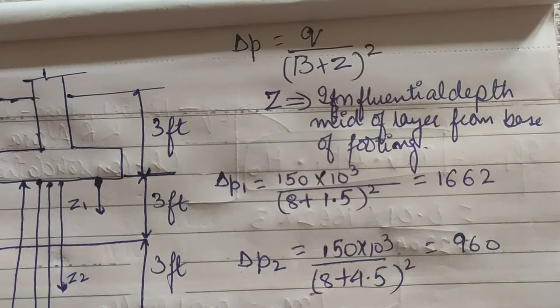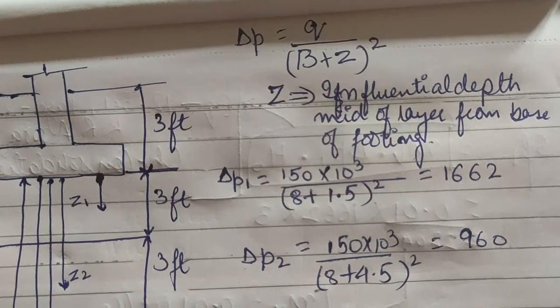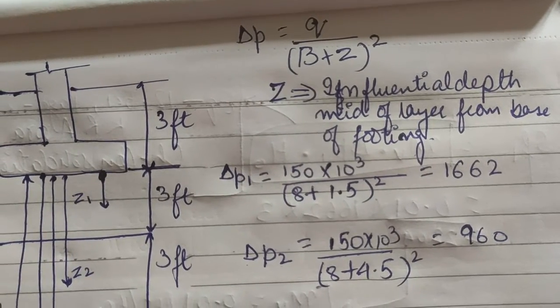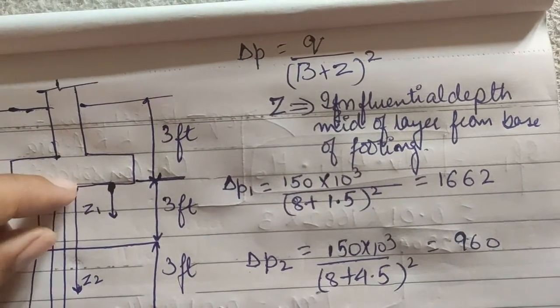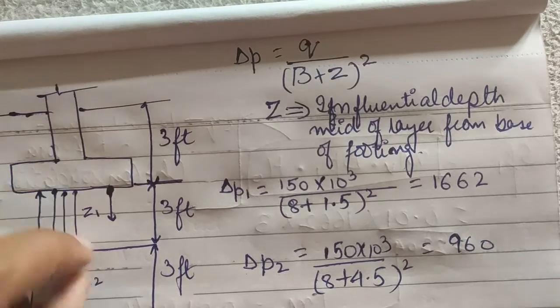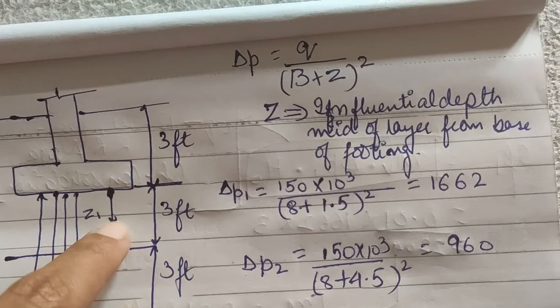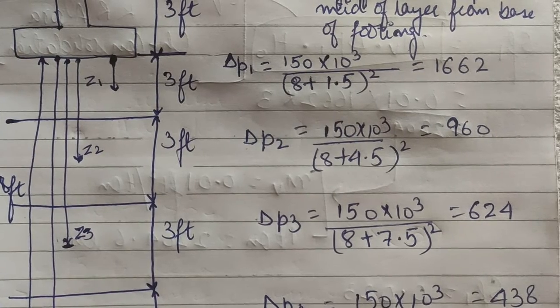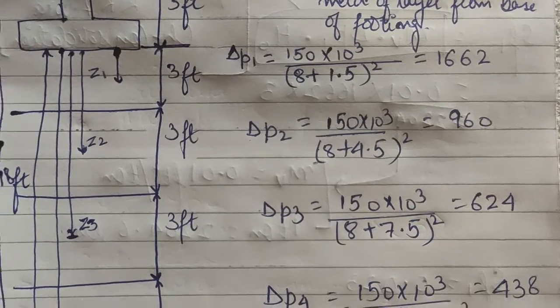Delta P, in case of the first layer, would be 150 by 10 cube, as it is kilopounds, divided by (8, which we have already calculated as breadth, plus 1.5), because from the base of footing, the first layer is 3 feet of depth and the middle point is calculated up to this value, which comes out to be 1.5. Similarly, we calculate the change in pressure values of each layer.